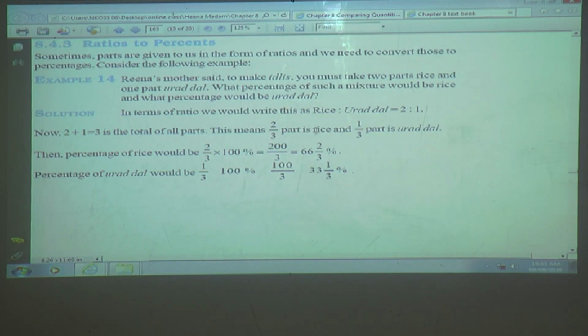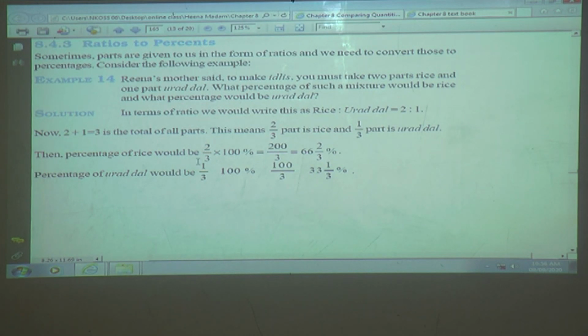First to find out the percentage of rice, and afterward 1 upon 3, that is 1 I am having here as the ratio of urad dal, and the total is 3. So 1 upon 3 part of urad dal. Then I will find out the percent of urad dal. One by one we will find out what percent of rice it would be, that is 2 upon 3 multiplied by 100%. Because already we had read the question, if they want the percentage of urad dal as well as rice, so multiplied by 100%, you know now very well.